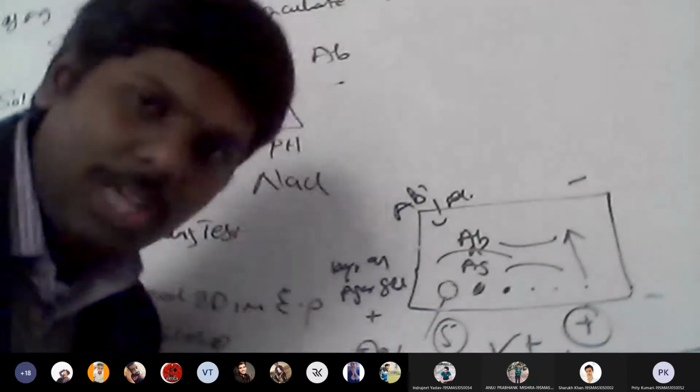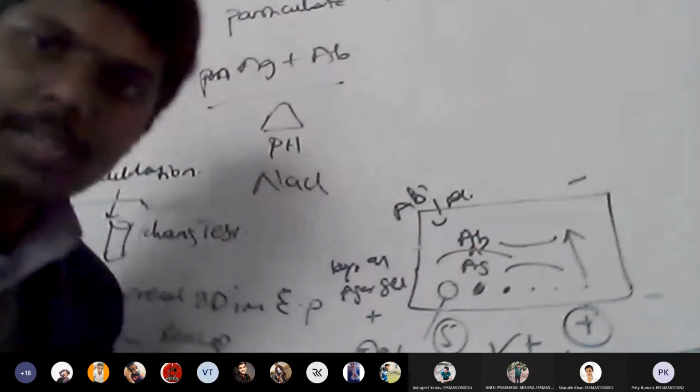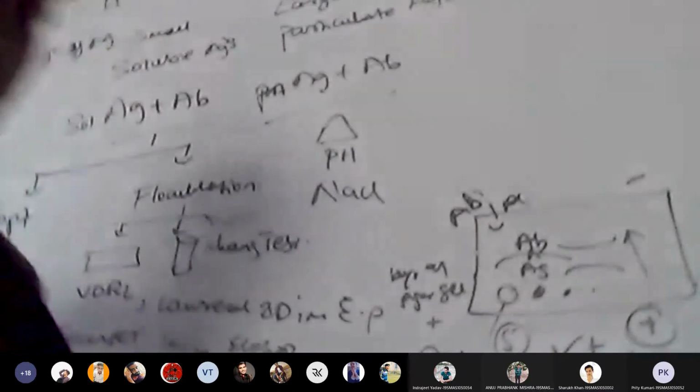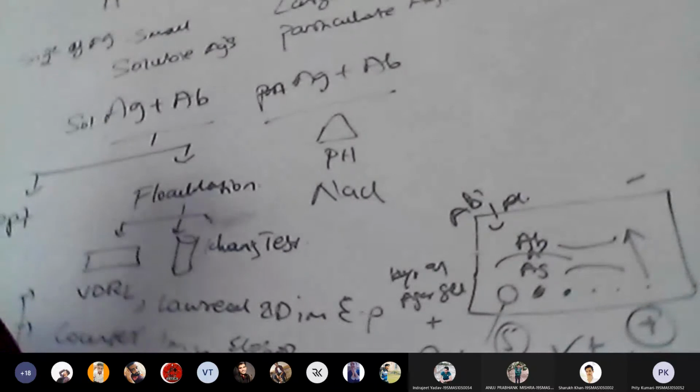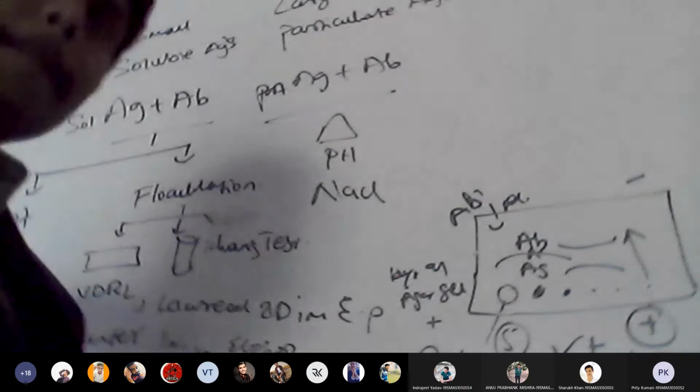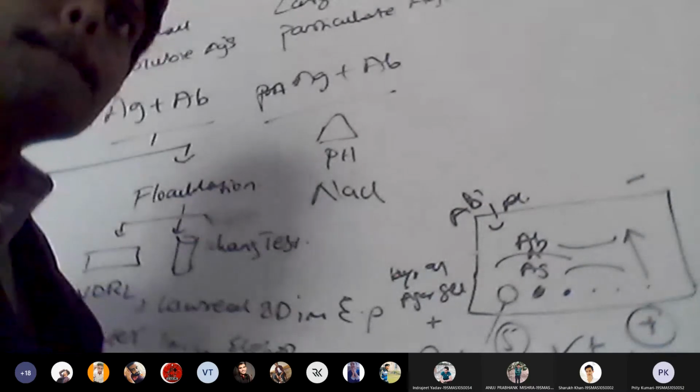Now I will move on to the agglutination tests. Shall we move on to the agglutination tests? Two are remaining? Only one is remaining, sir. Two-dimensional immunoelectrophoresis. Just that is left, sir.